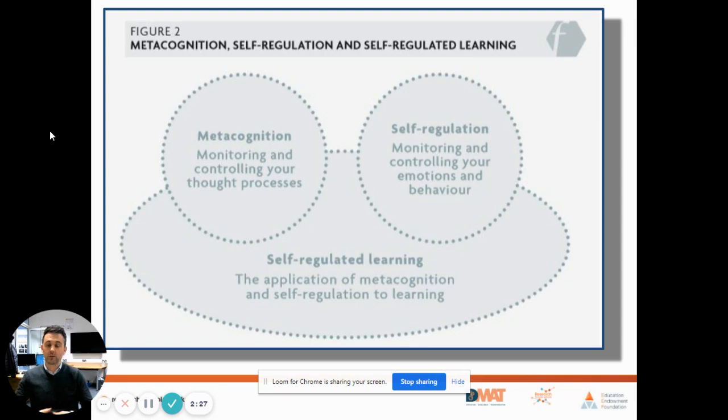There are other ways of thinking about metacognition and self-regulation. I'm just going to share one of those with you. This is from James Mannion and was published recently in Impact Journal. And here he says that metacognition is how we control and monitor our thoughts. Self-regulation is best thought of as how we monitor and control our emotions and our behaviour. And actually self-regulated learning is the combination of those 2 things.